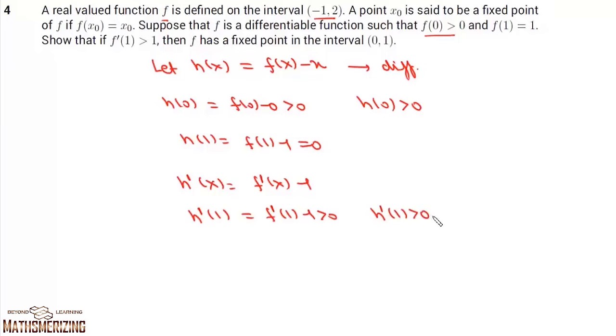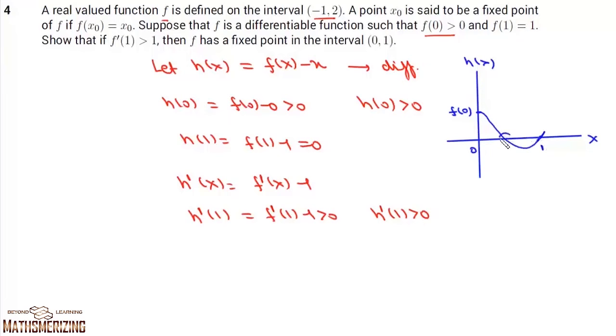This function h(x) is an increasing function. So if we consider this function, this is h(x) and this is x, this is 0. Now h(0) is equal to f(0) and h(1) is 0, and here it is an increasing function. So this graph starts from some positive number and then at 1 it will be an increasing function.